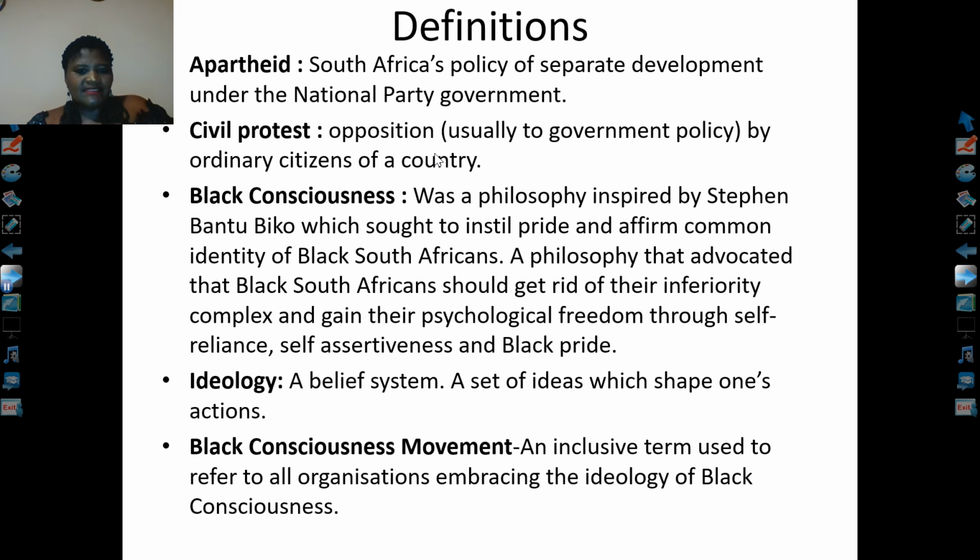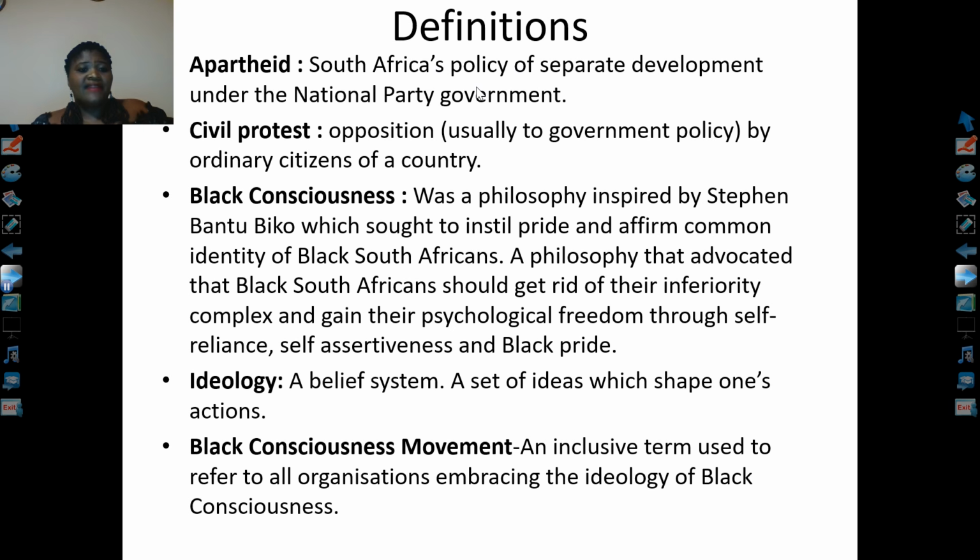Then the civil protest, which is the opposition by the ordinary citizens of the country. Usually they oppose the policies of the government, which are regarded to be unfair and unjust. So that protest by the ordinary citizens is referred to as civil protest.